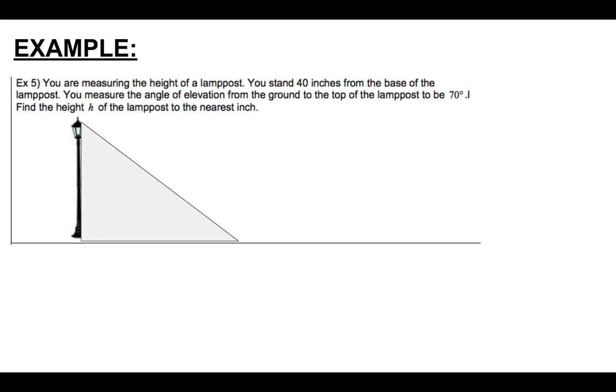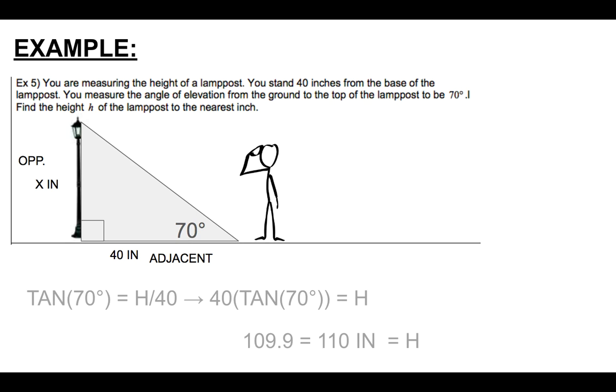Once you sketch it out, I'm going to create my right triangle. Here's me. I'm standing 40 inches from the base, and then my angle was 70 degrees, and I'm solving for the height. So that means my 40 inches is my adjacent, my x is my opposite. That's what I'm solving for. If I use tangent, I get approximately 110 inches tall that the lamppost is.